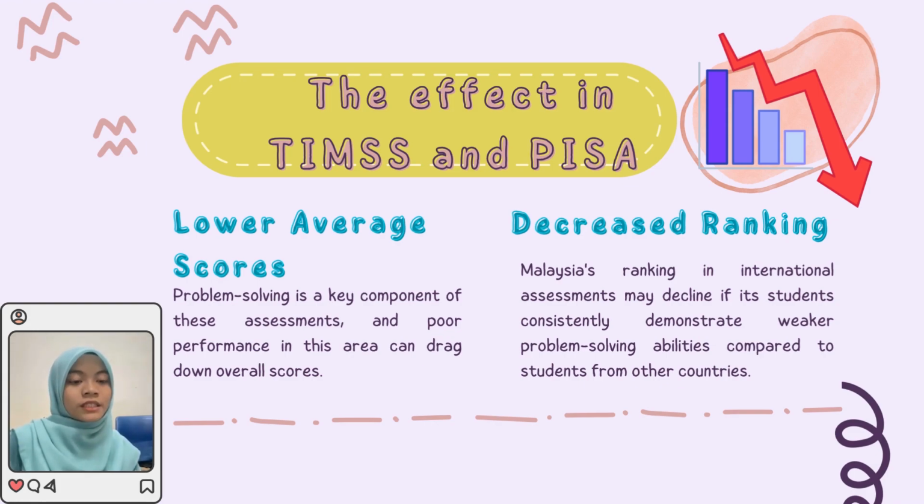And the second one is it will decrease our ranking. Malaysia's ranking in international assessments may decline if its students consistently demonstrate weaker problem-solving abilities compared to students from other countries. This could reflect negatively on the quality of mathematics education in Malaysia relative to other nations such as Singapore.